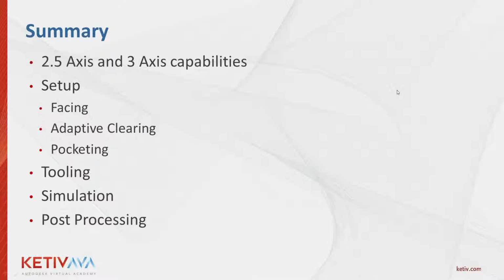So in summary, we have the 2.5 axis capability as well as 3 axis. I encourage you to keep up to date on the blogs that we've got going on, as well as Autodesk ones. As new capabilities start getting added, you have access to them as well if you have a Product Design Suite subscription, for example.